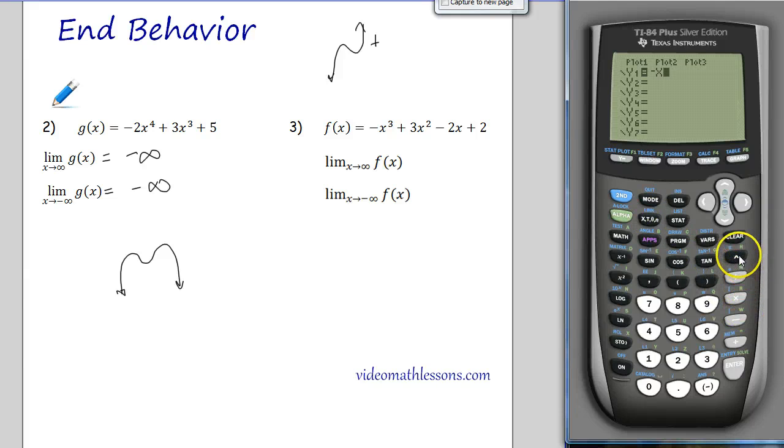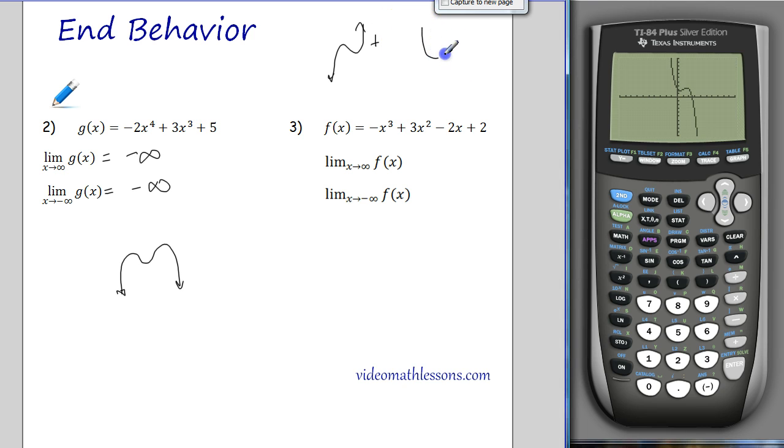And then once you actually get more comfortable with it, you won't be using the calculator for these. So negative x cubed plus 3x squared minus 2x plus 2. And we hit graph, and, right, so negative goes like this, something like that.